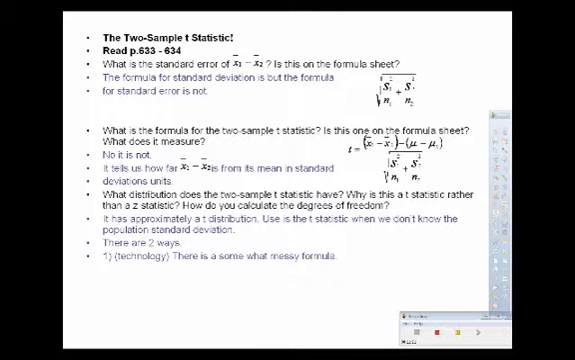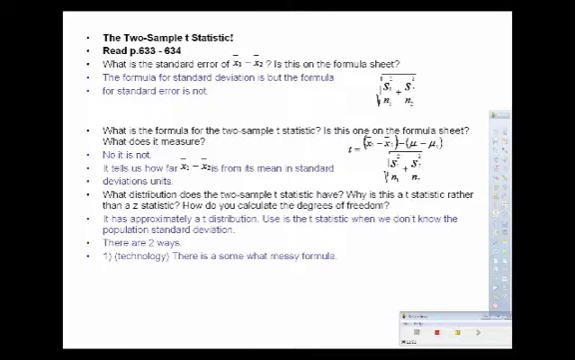Use the T distribution with degrees of freedom calculated from the data by a somewhat messy formula that's in your calculator, and with this option, the degrees of freedom may not be a whole number.